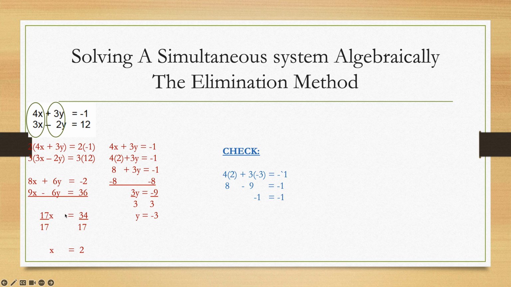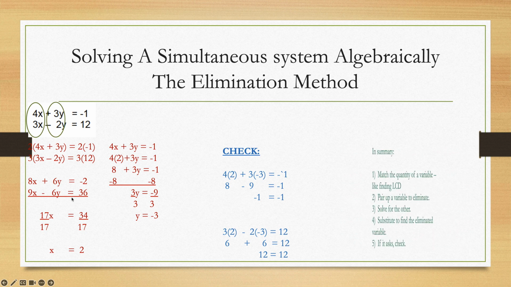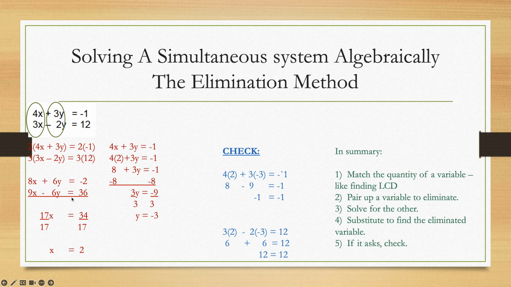Substituting 2 for x and -3 for y, I get -1 equals -1. Likewise, 12 equals 12. So summarizing one more time, match the quantity of a variable like finding the least common denominator. If you cannot do that, just switch bottom to top, top to bottom.